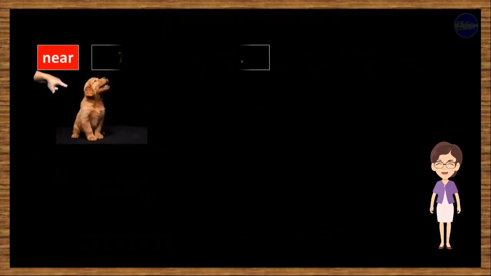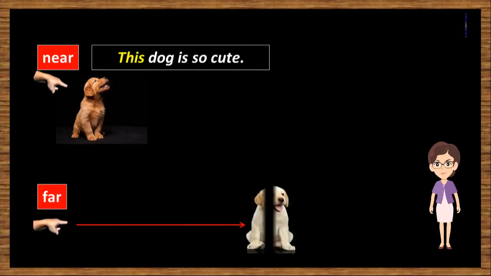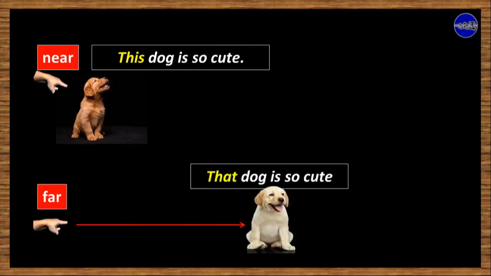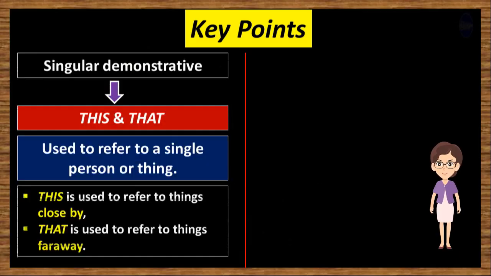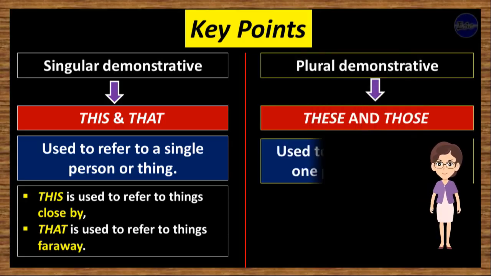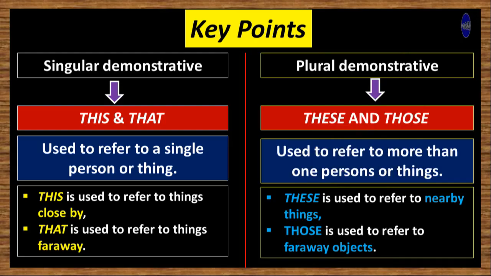Examples: this dog is so cute. That dog is so cute. Key points. Singular demonstratives, this and that, are used to refer to a single person or thing, in which this is used to refer to things close by, and that is used to refer to things far away. While plural demonstratives, these and those, are used to refer to more than one person or thing, in which these is used to refer to nearby things, and those is used to refer to faraway objects.